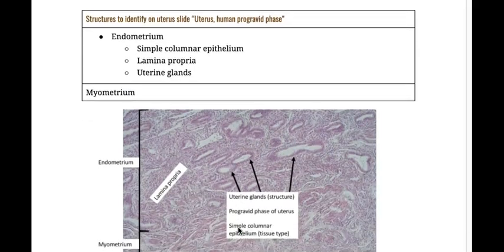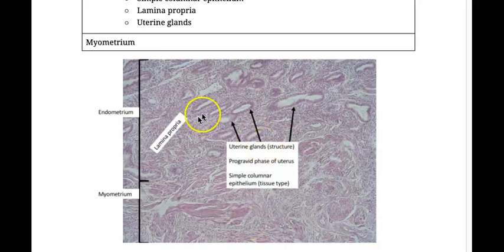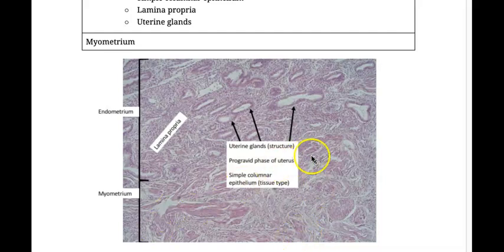Right, this is the progravid phase. So again, you'll see all these glands. Wherever you see those, endometrium. Where you do not see them, myometrium. And in this case, it's a little bit of an odd arrangement of the two, but it's not perfectly straight across or at a diagonal. But this area here where there's no glands, myometrium, where there's glands, endometrium.